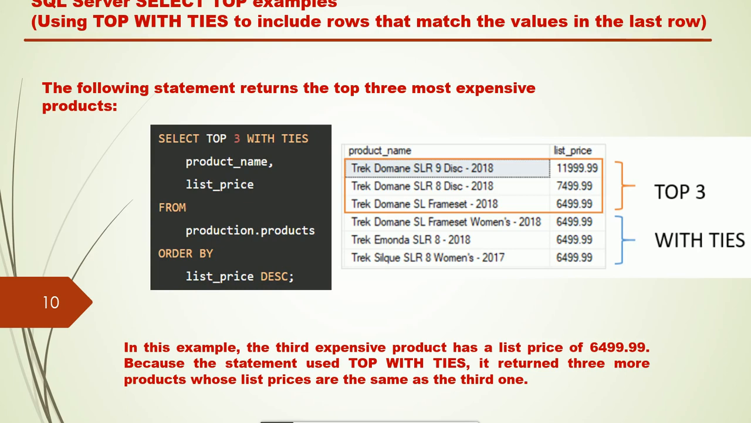SQL Server, SELECT TOP example using TOP WITH TIES to include the rows that match the value in the last row. The following statement returns the top 3 most expensive products. See here, SELECT TOP 3 WITH TIES product name, comma, list price, from production.products, ORDER BY list price in descending order. So the top 3, these ones, and with ties with these 3.